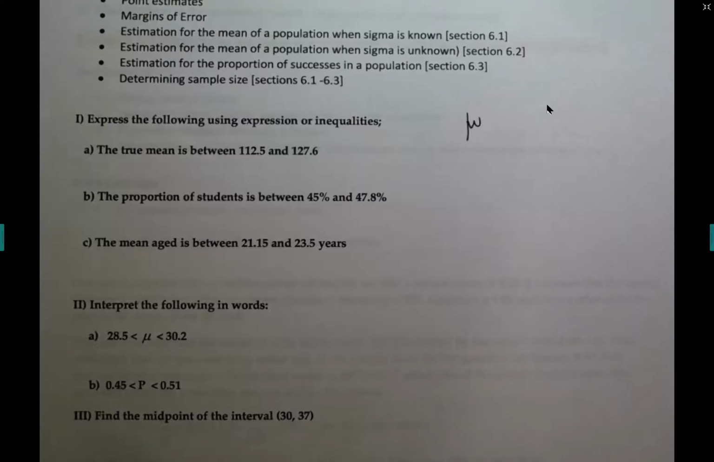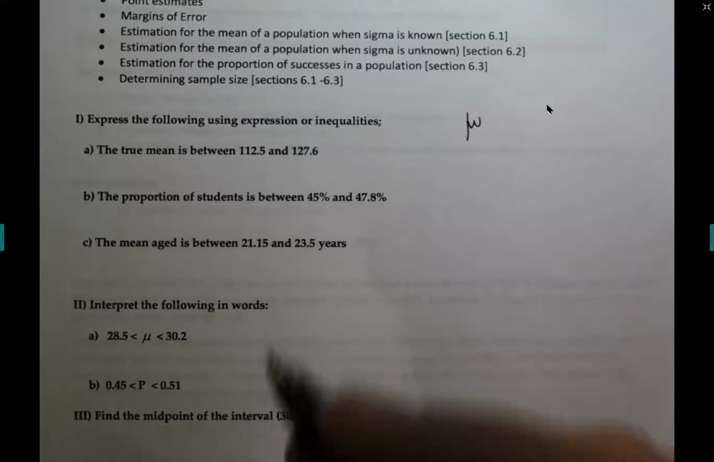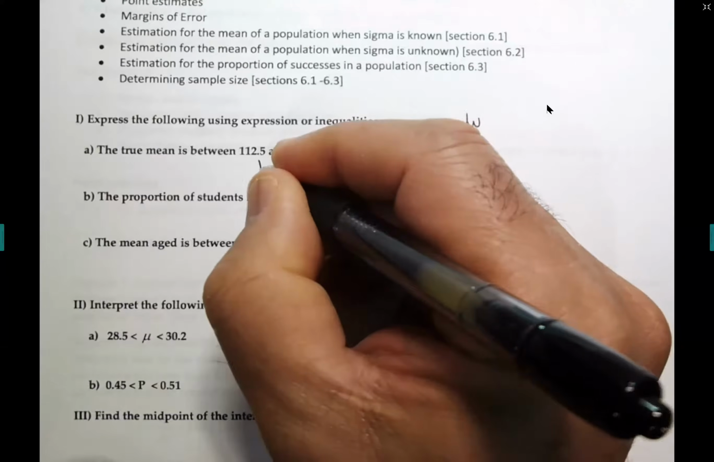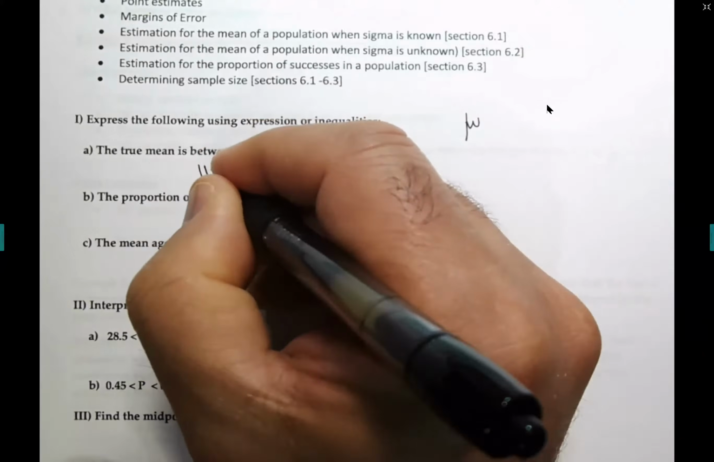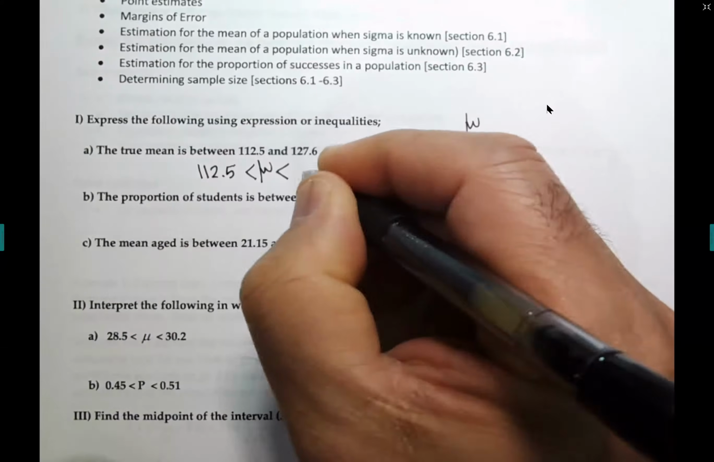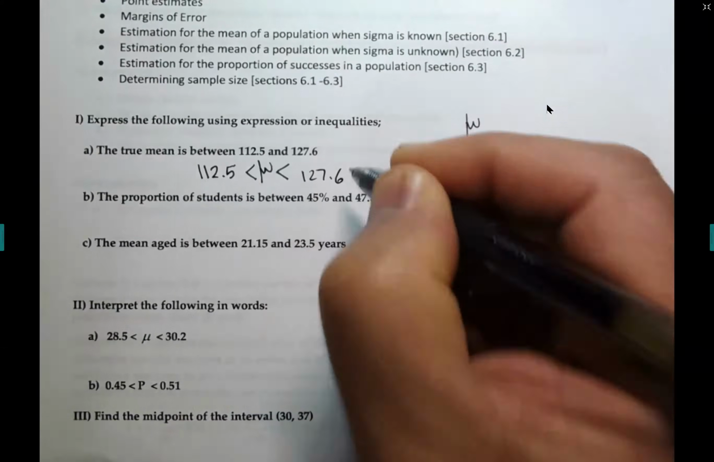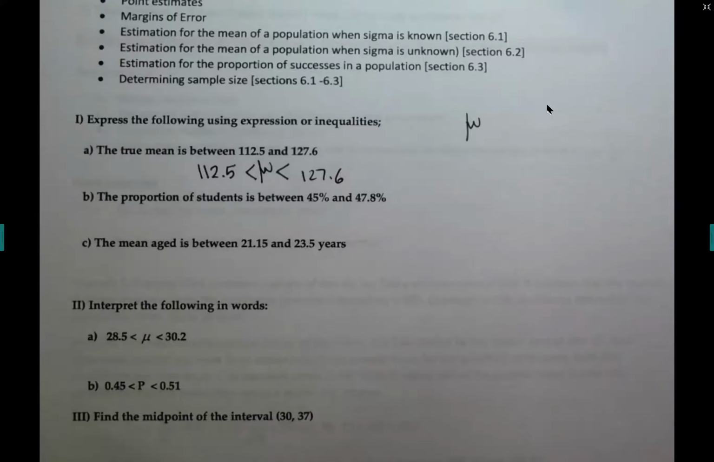So when he asks you to write this using symbols, all you have to do, guys, is put mean is between 112.5 and 127.6. That's how you interpret this. Any questions? Can a student tell me how to do B? The proportion of students is between 45% and 47.8%.